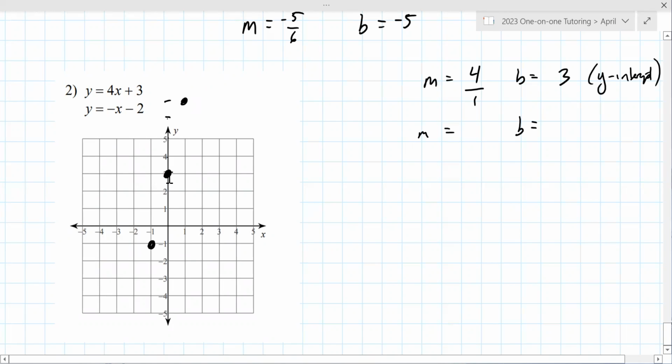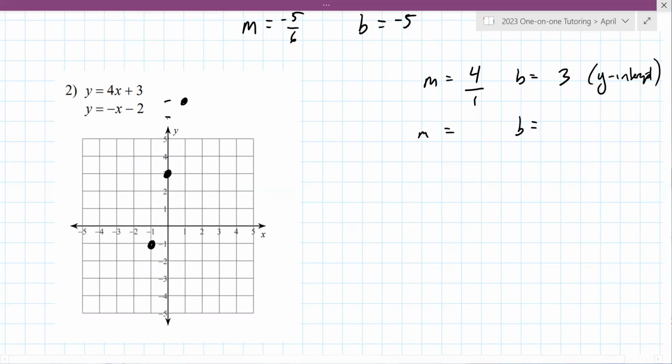Like if you go up 4 and right 1, you get back to that point. Because you don't really want to graph something off the graph. Yeah. You want to keep it on the line. All right. And so you do the same thing for the other one there.